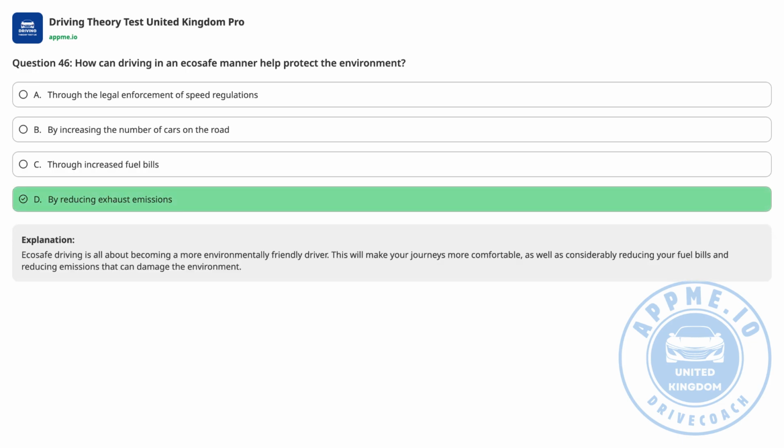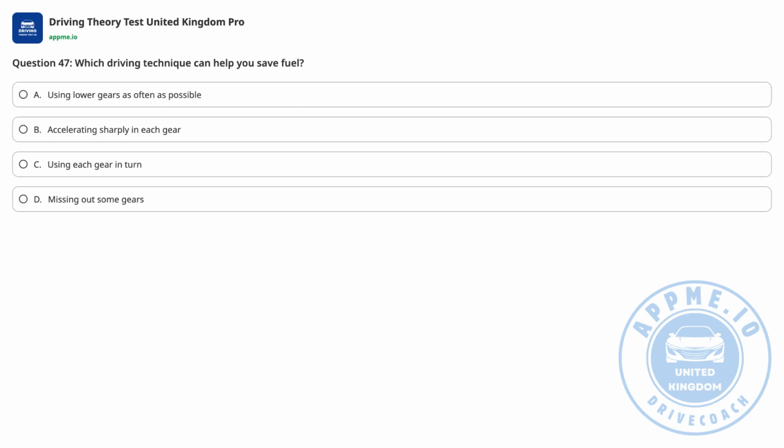The correct answer is D. Question 47. Which driving technique can help you save fuel? A. Using lower gears as often as possible. B. Accelerating sharply in each gear. C. Using each gear in turn. D. Missing out some gears.